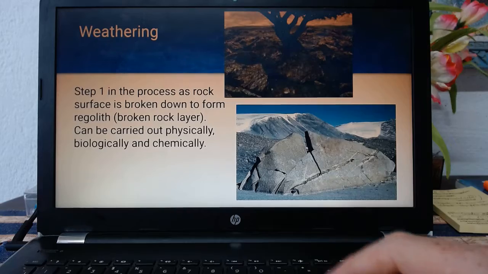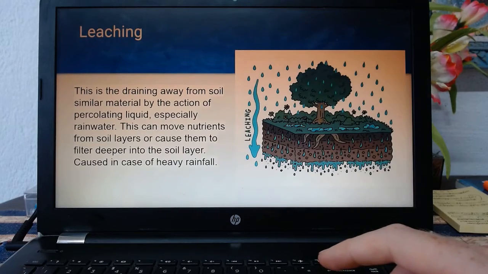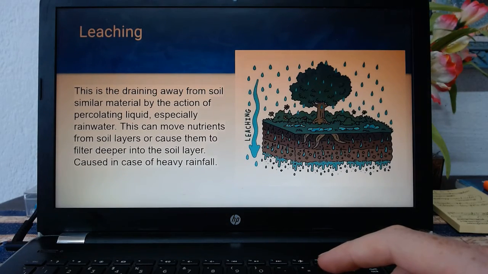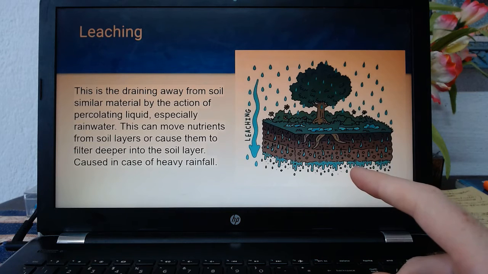You can write that down, please. Weathering and this little bit. Okay. Second of all is leaching. Okay, another very important word. A little diagram here to help you understand.